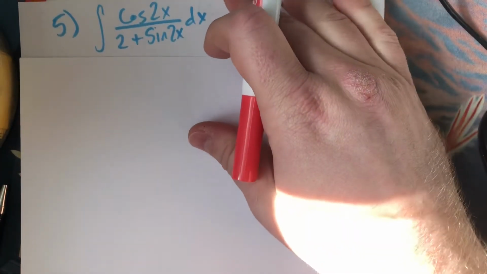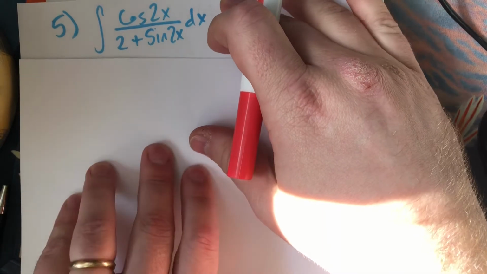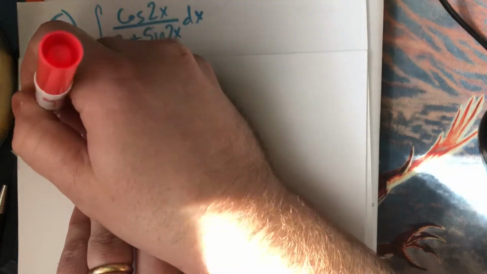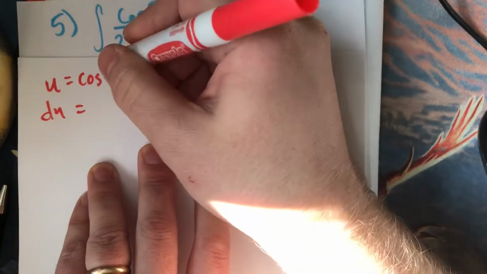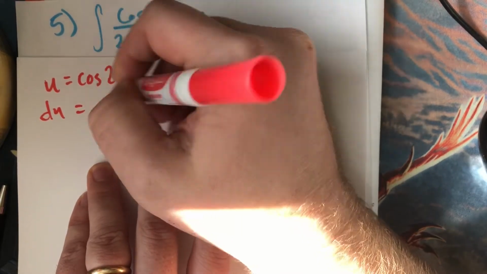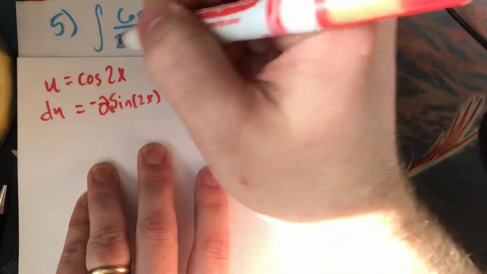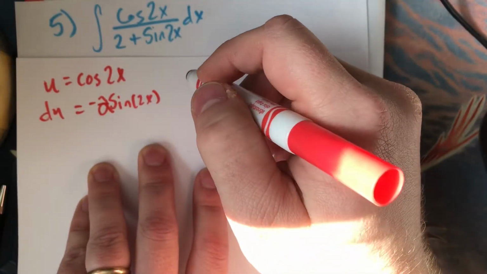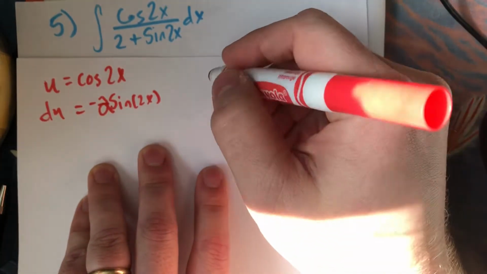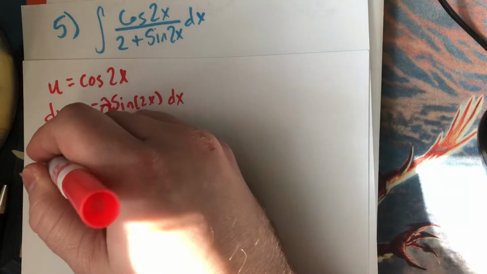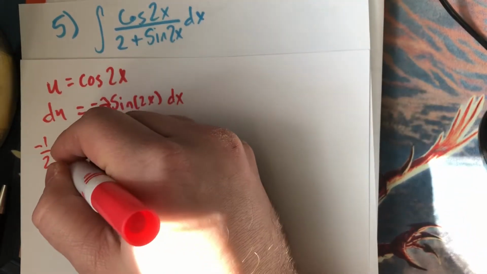So how about I pick cosine 2x. Well, du is equal to negative sine 2x, and then we'll multiply by the 2, right? So it'd be really negative 2 sine 2x. So now when I go back in and do all the work for dx, I'll get negative 1/2, and there's also 1 over sine 2x.